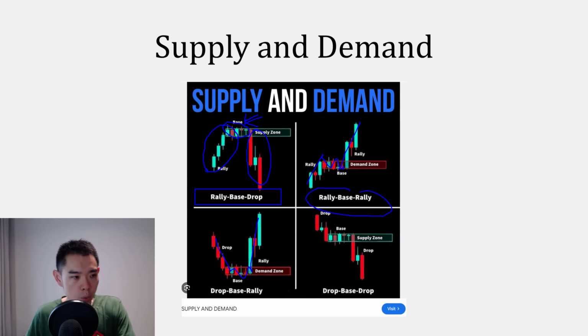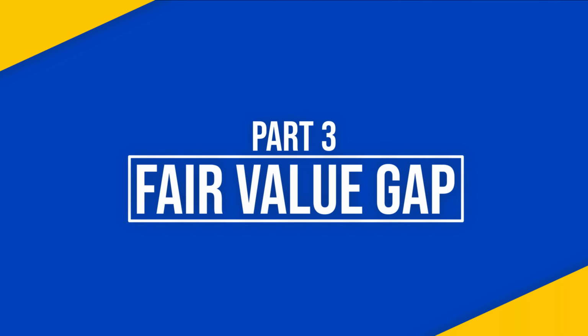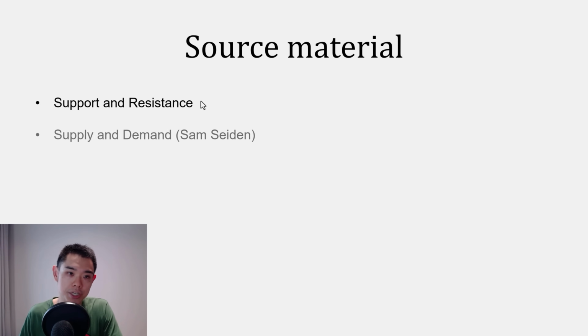If you look at this, some of you might even argue, hey Rayner, all this looks like order blocks. And guess what? This concept of order blocks probably originates from this concept of supply and demand. So if you want to go back to the source material, I would say look at support and resistance, or even supply and demand.